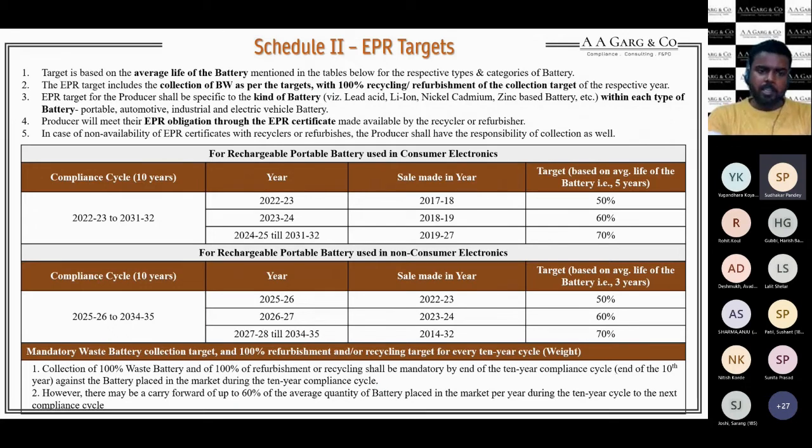Apart from the year-wise target, there is also a compliance cycle-wise target, which states that collection of 100% waste battery and 100% refurbishment or recycling shall be mandatory by the end of the 10-year compliance cycle, which means the end of the 10th year. And of what battery? The battery that the producer has placed in the market during the 10-year compliance cycle, right? However, there may be a carry forward of up to 60% of the average quantity of battery placed in the market per year during the 10-year cycle to the next compliance cycle. So this is also given in respect of the compliance cycle. The target is given both year-wise and compliance cycle-wise.